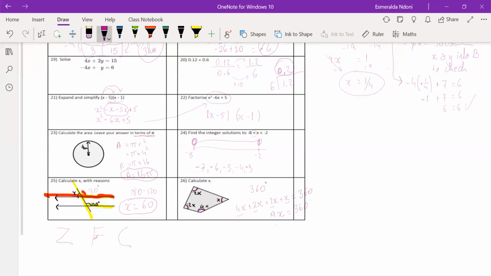Okay, so now I'm dividing both by 9. I'm solving for x. That's what the question asks me. So x is equal to 40, because 9 times 4 is 36. And you calculated out x in this question. So that's the last question for this fluency.